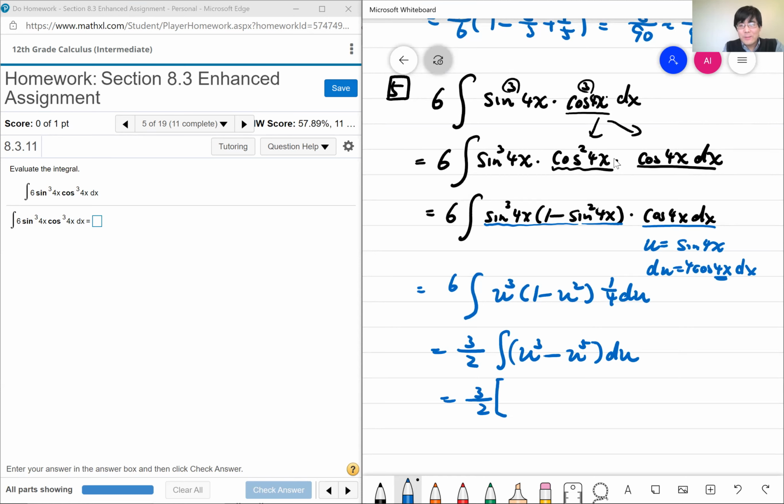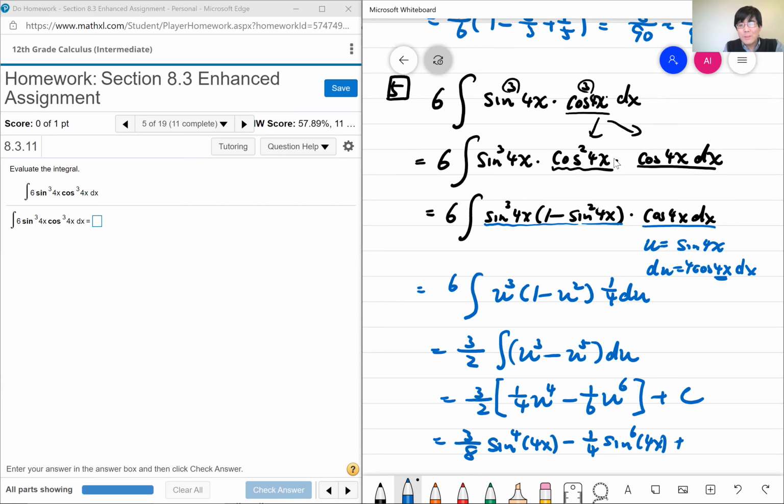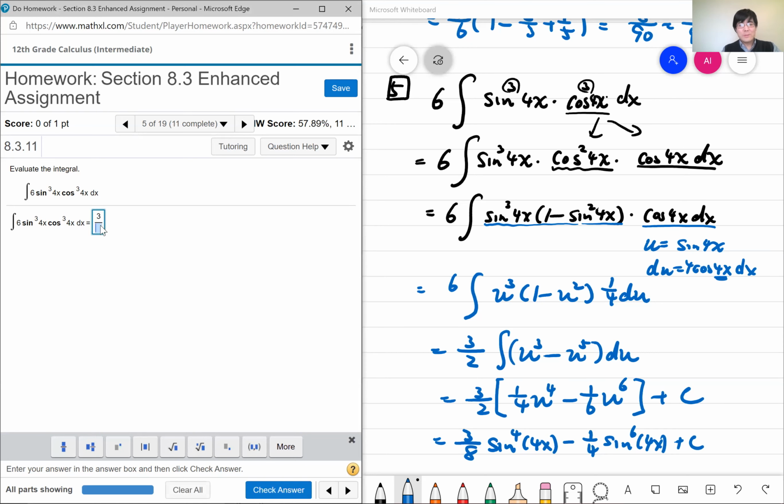So integrated, it's going to be 1/4 u to the 4th minus 1/6 u to the 6th plus c, which simplifies to 3/8 sine to the 4th of 4x minus 1/4 sine to the power of 6 of 4x plus c.